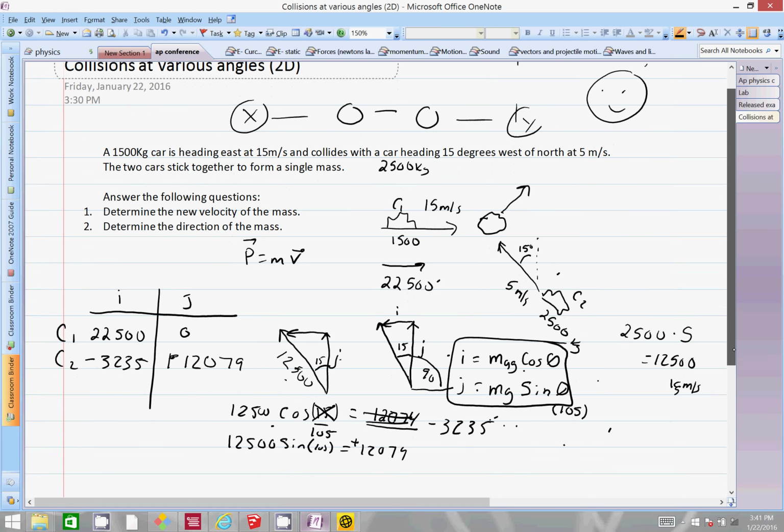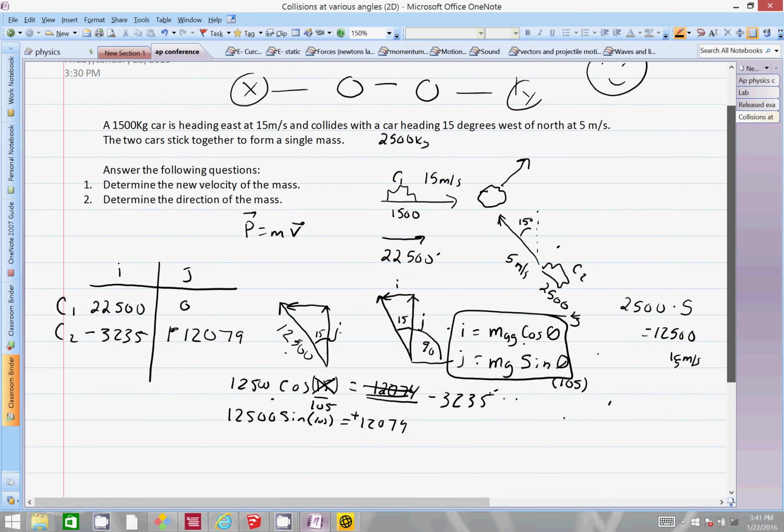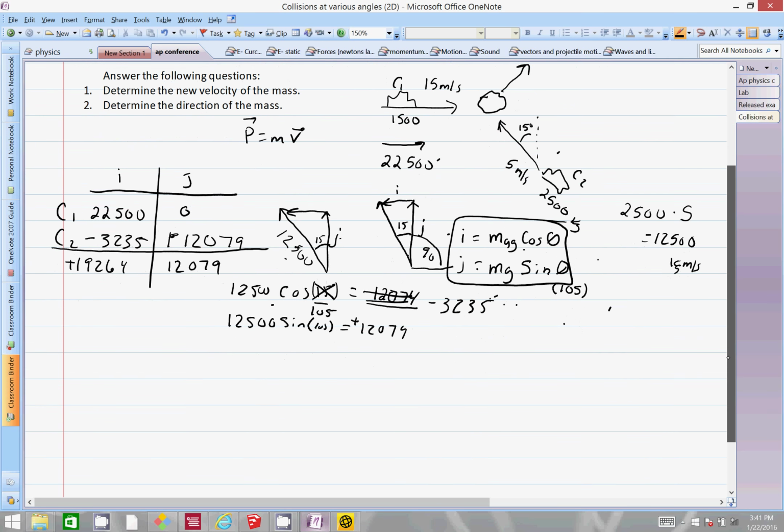We got a few more pieces of information. I have my components. I have them in an IJ table. I'm going to come up with my overall IJ components. This is a positive 19264, 12079. And I'm now just simply going to be rebuilding my new vector.